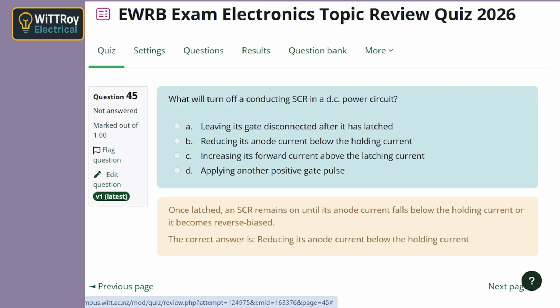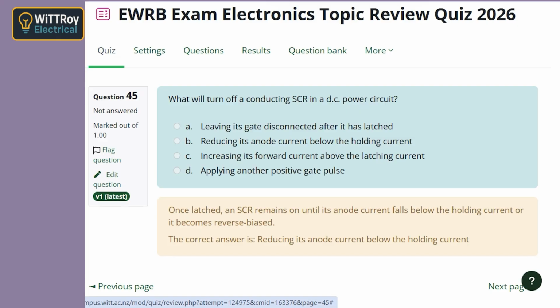Question 45. What will turn off a conducting SCR in a DC power circuit? I selected another positive gate pulse. I was treating the gate as an on and off control, like a transistor input. You have mixed up two different functions there. That's all right. Let's separate them. Once an SCR has latched, removing or repeating the gate signal does not stop it. So the gate starts conduction, but it does not normally stop it? Correct. That is the key distinction.